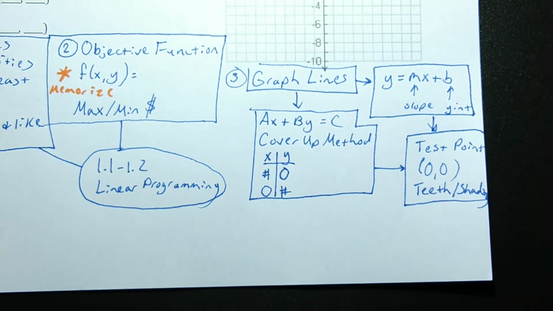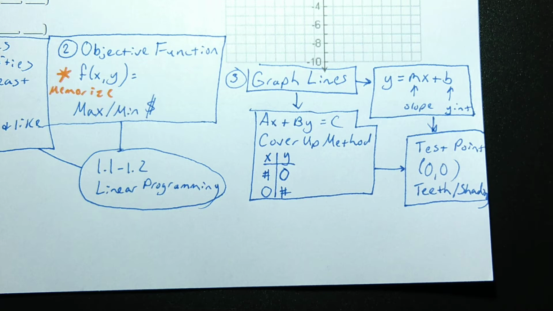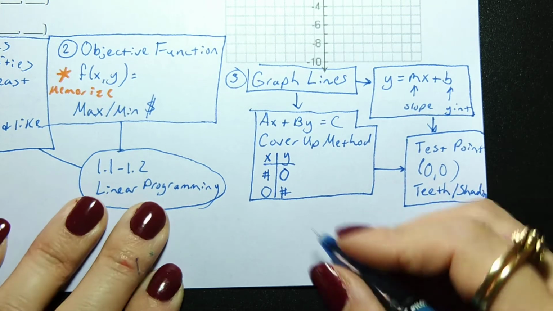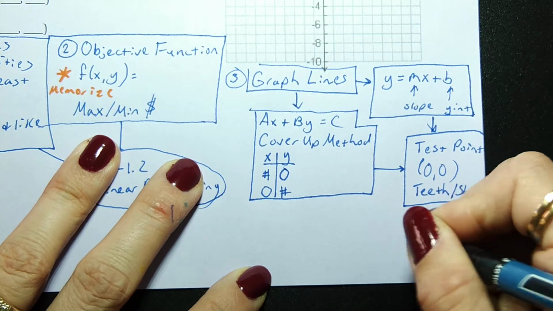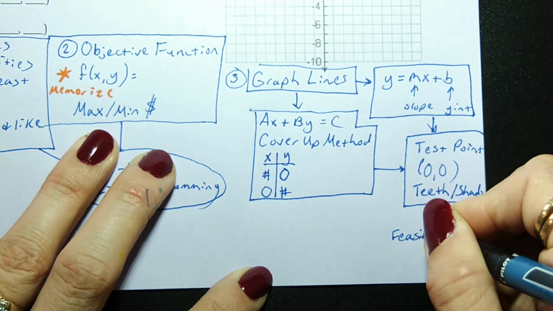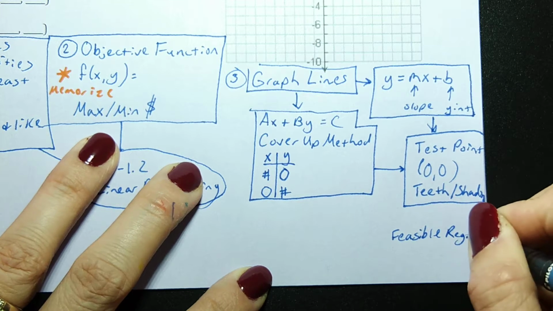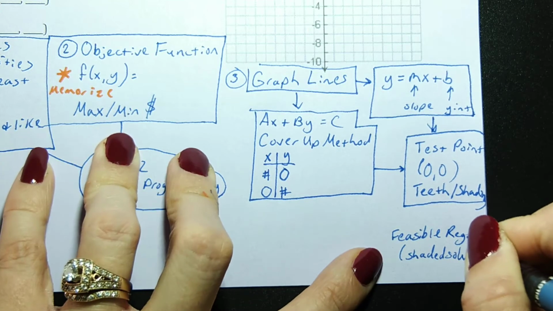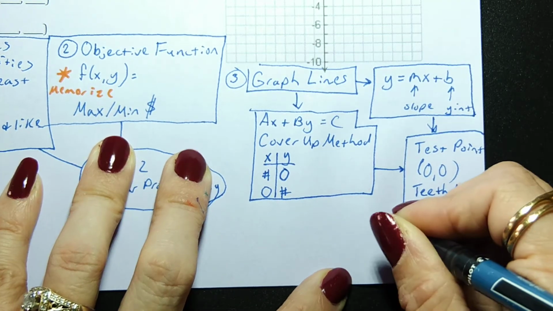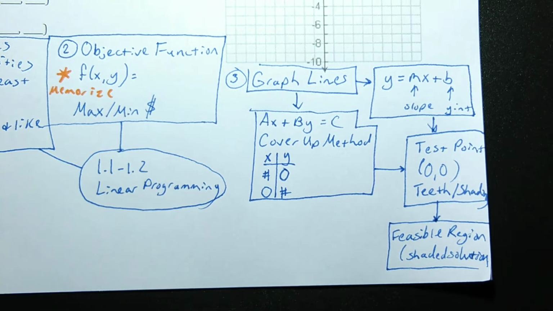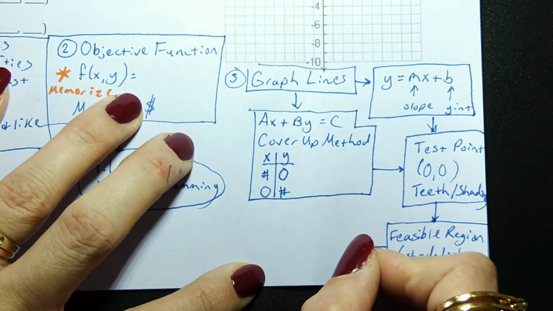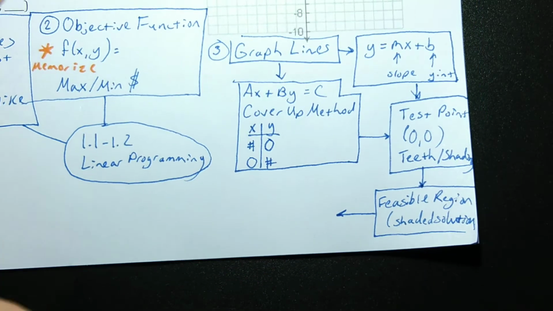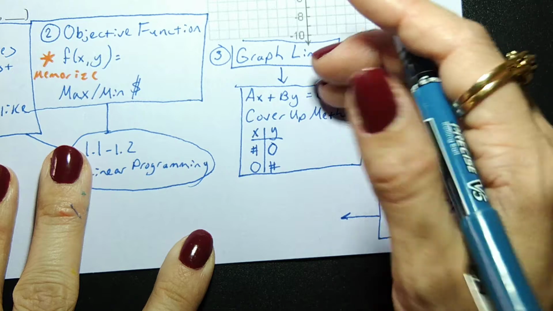Now, once we have found the teeth or the direction of the shading for all of those different inequalities, what that leads us to is our feasible region. Which is our shaded solution. Now, the feasible region represents all the possible coordinates that will work. But what ends up maximizing or minimizing our function is the vertices of the feasible region.